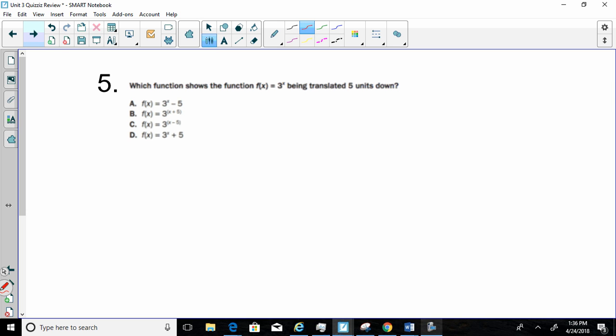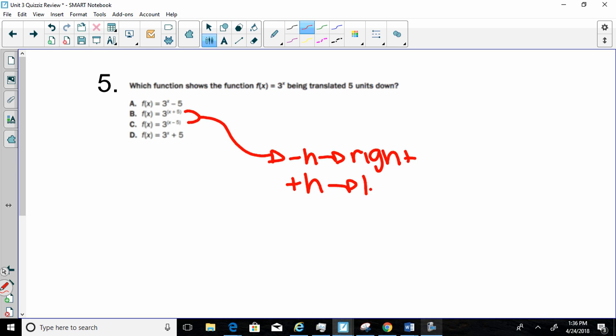So remember, if it's in the exponent, what does that stand for? K or H? H, right? So minus H is to the what? Right. Minus H to the right. What's plus H? Left. Plus K? Up. So plus K is going up and minus K is going down. Okay. Which one is going 5 units down? A.